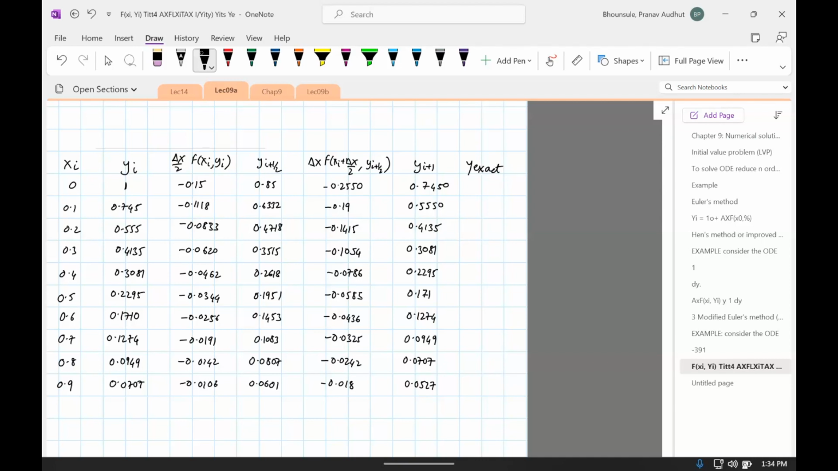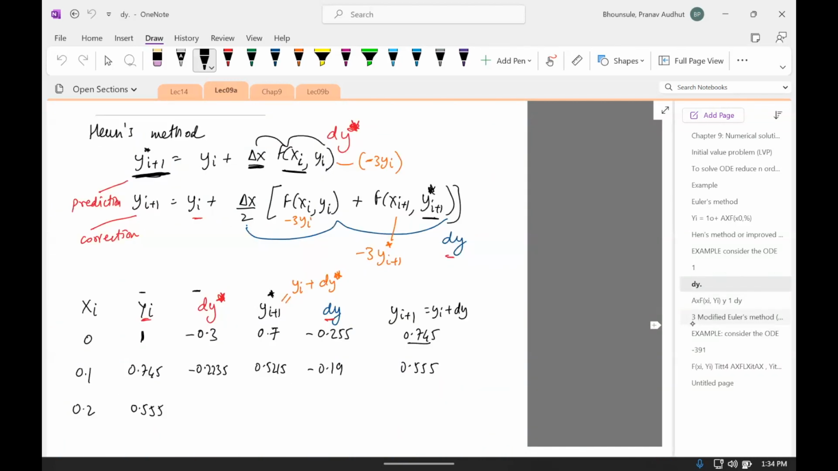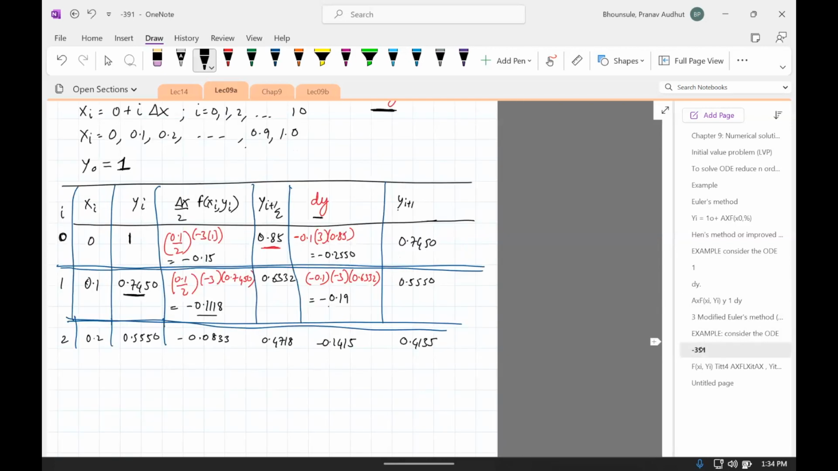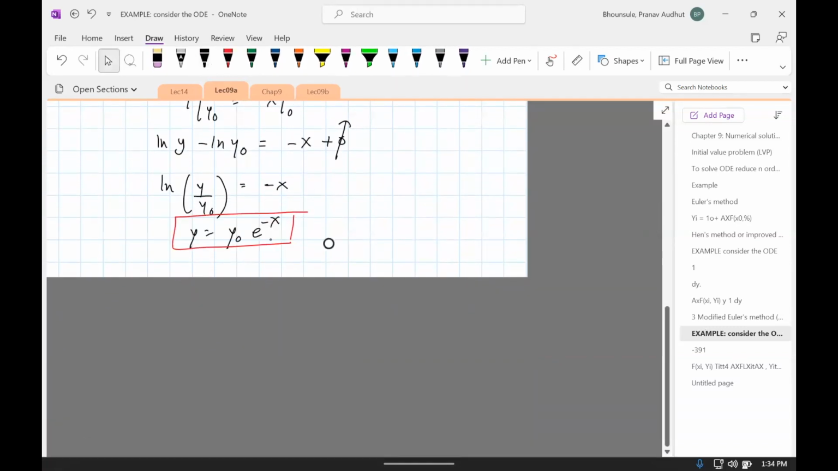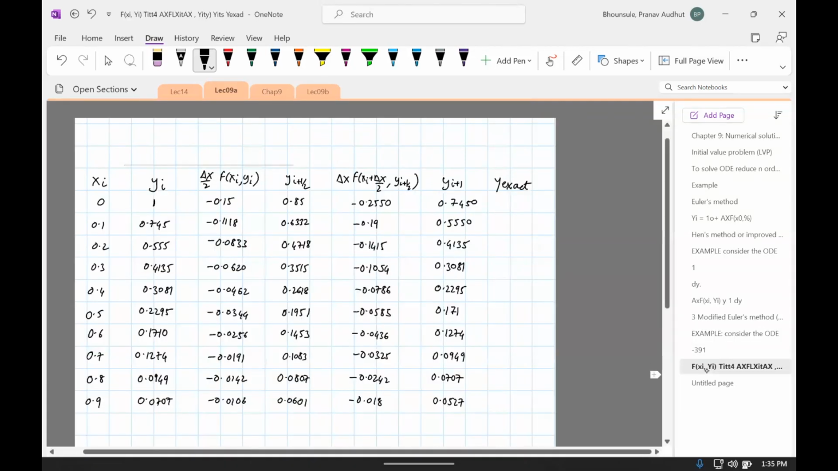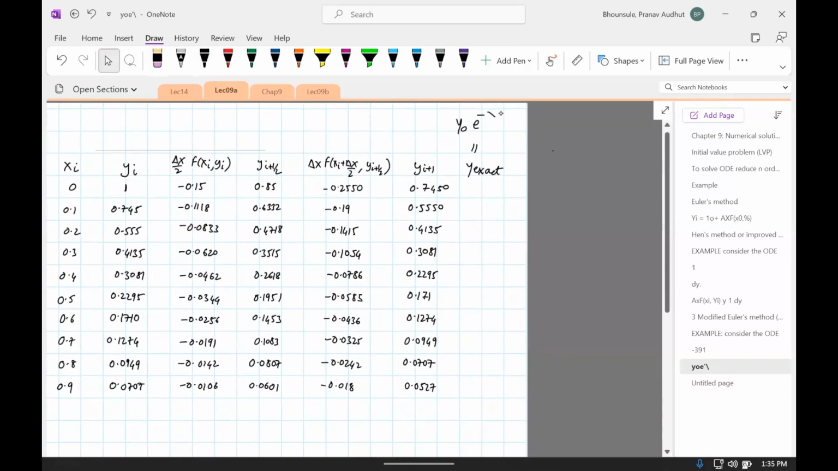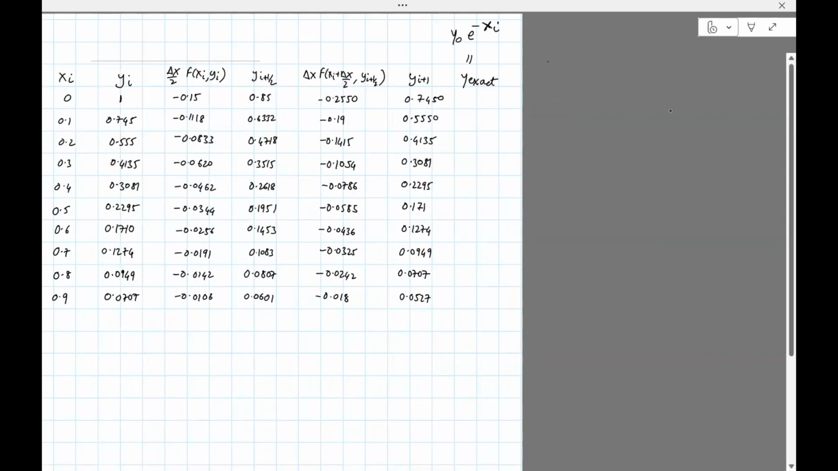How do you get y exact? We just derived that. It is here, maybe no, here. Yes, the analytical solution is this. So all I need to do in the analytical solution is put y0 equals 1, and x is whatever x is. So we write it here. xi. So I just computed it.